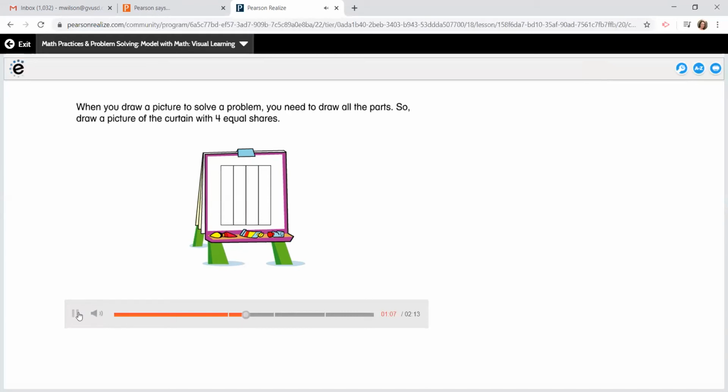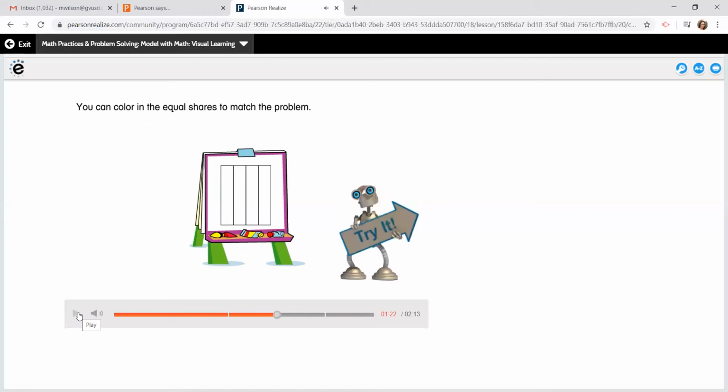When you draw a picture to solve a problem, you need to draw all the parts. So draw a picture of the curtain with 4 equal shares. You can color in the equal shares to match the problem. Okay, let's go ahead and click the Try It.